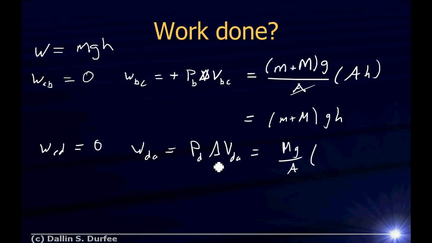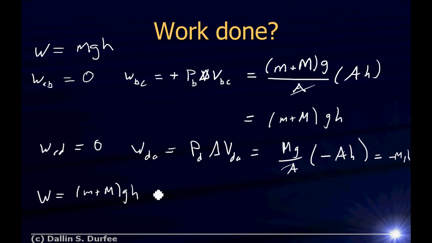And the change in volume, when I go from D to A, it's A times H, but now it's negative. The volume is decreasing. All right? So this is just going to be equal to negative capital MGH. All right, so the total work done by our piston is the sum of all of these. 0 plus 0 plus the mass of the ore cart plus the mass of the piston times GH plus the work done from D to A, which is negative the mass of the piston, GH. And those cancel out, and I'm just left with MGH.